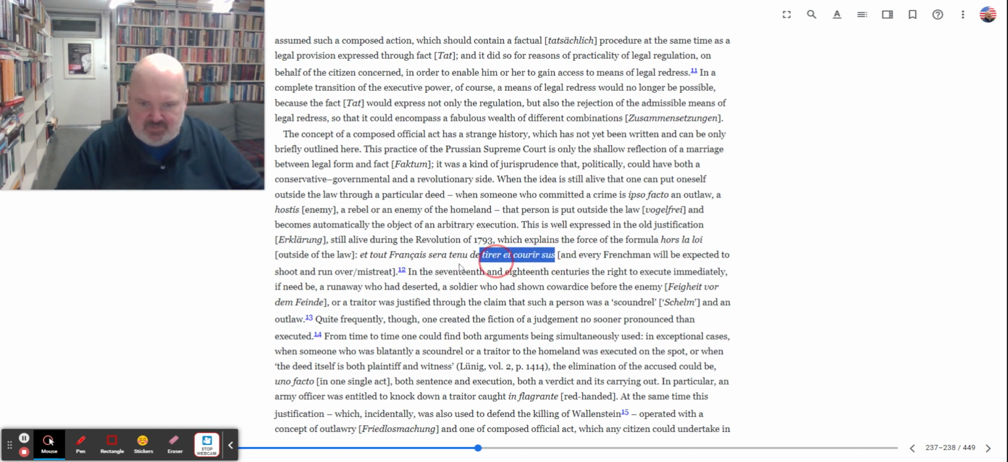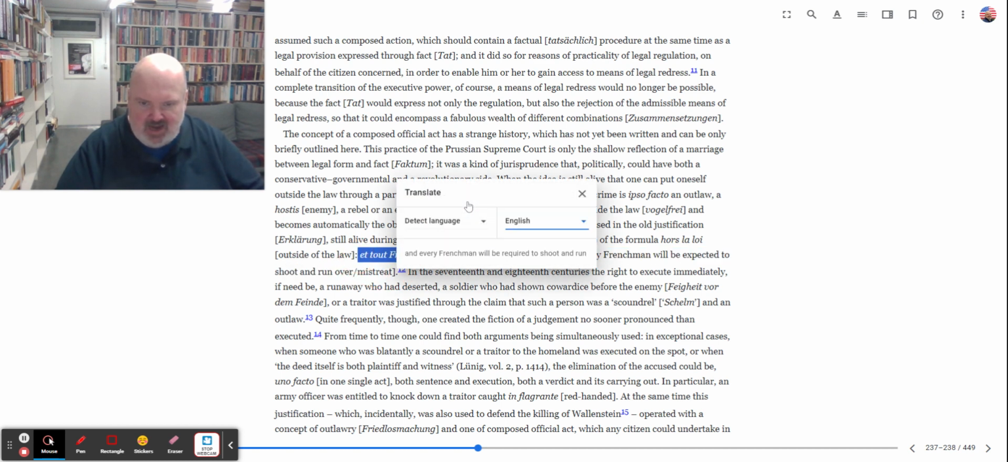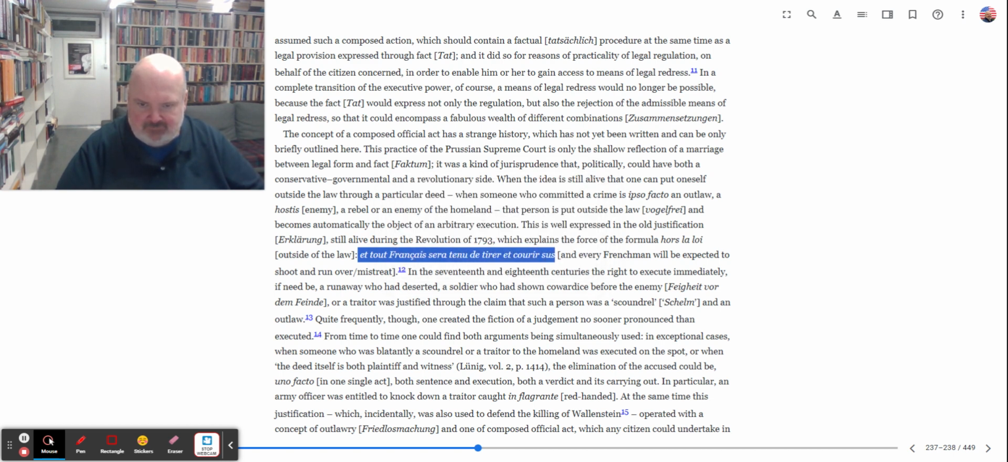In other words, every Frenchman will be required to shoot and attack. In the 17th and 18th century, the right to execute immediately a runaway who had deserted, a soldier who had shown cowardice before the enemy, or a traitor was justified through the claim that such a person was a scoundrel and thus an outlaw.